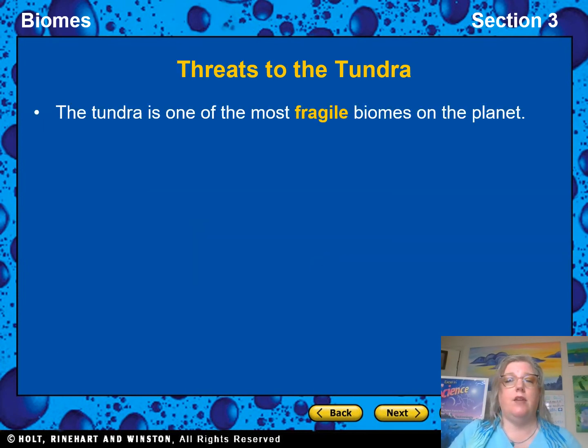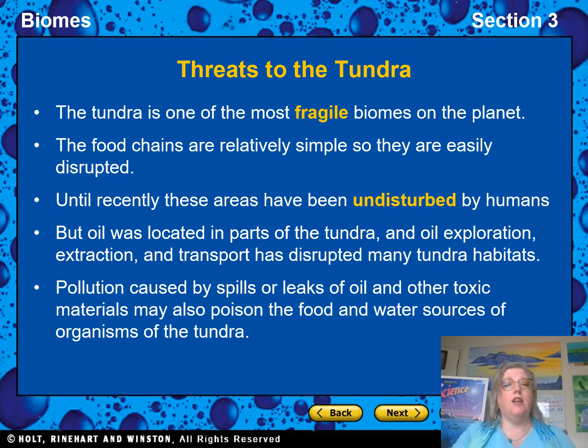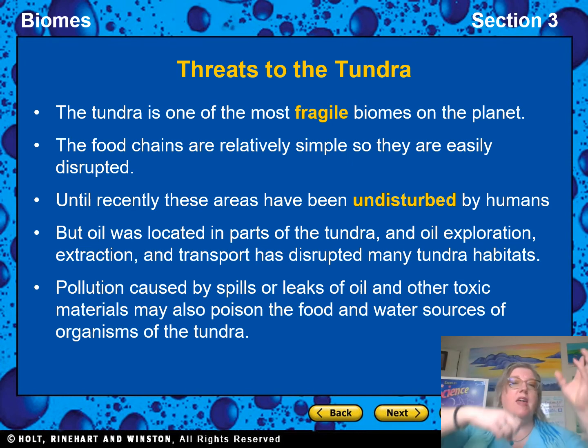Now, threats to the tundra. This is something you may not realize. The tundra is one of the most fragile biomes on the whole planet. It's very easy to damage it, especially with that permafrost. If that permafrost starts to melt, the grasses and stuff that are trapped in the permafrost will start to decompose, and they'll release carbon dioxide and methane into the air, which are greenhouse gases, and they're going to heat up the world even faster.